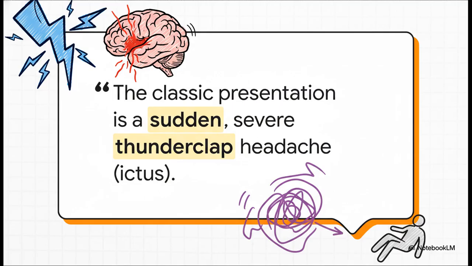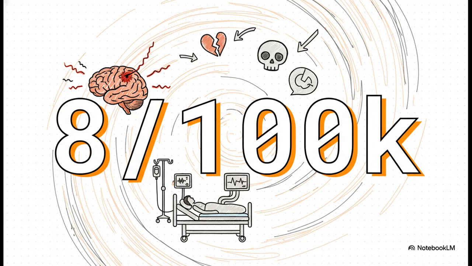Now, we're not talking about just any headache here. The classic description is a thunderclap. It's this sudden explosive event, an ictus. It's caused by that aneurysm rupture and the sudden bleed into the subarachnoid space. This can cause a massive, if temporary, spike in intracranial pressure, which is why some patients collapse right at the onset. You might see a number like 8 per 100,000 and think, well, that's not super common.